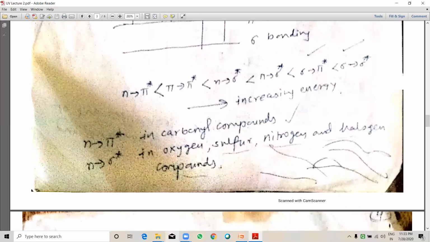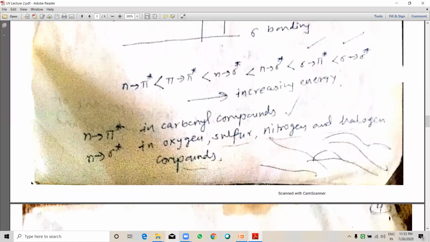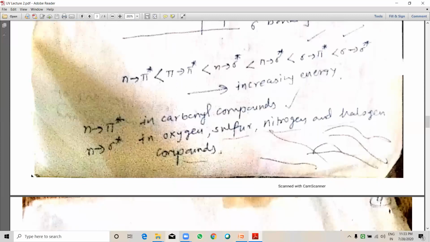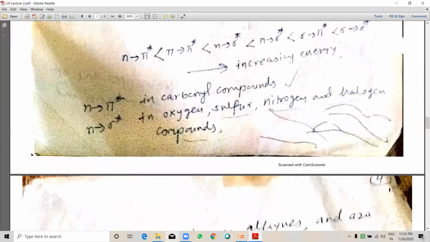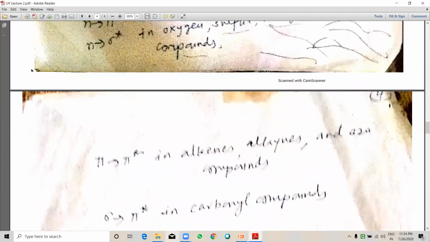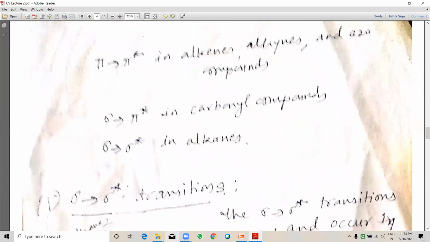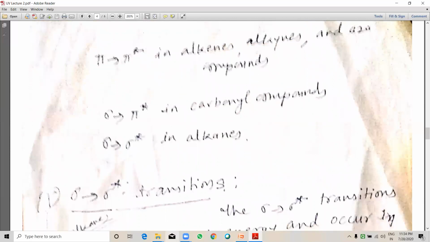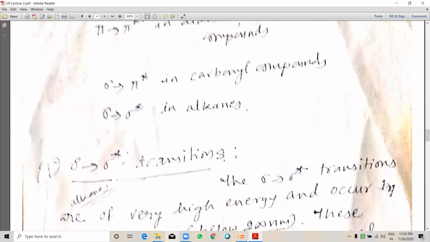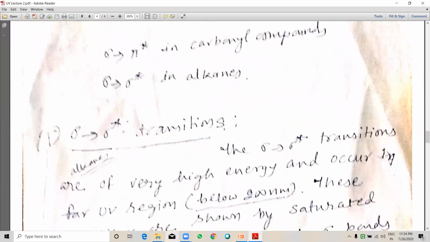N to pi star transitions occur in carbonyl compounds, whereas n to sigma star occur in oxygen, sulfur, nitrogen, halogen containing compounds. Pi to pi star in alkenes, alkynes, and azo compounds. Sigma to pi star in carbonyl compounds. Sigma to sigma star in alkanes.